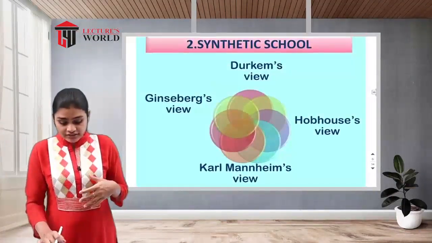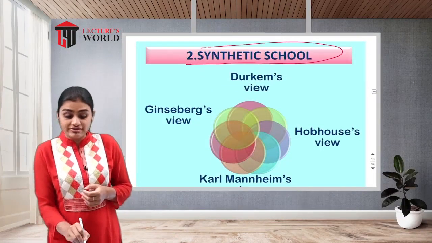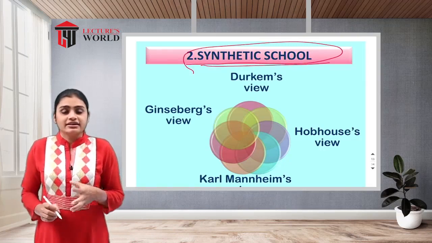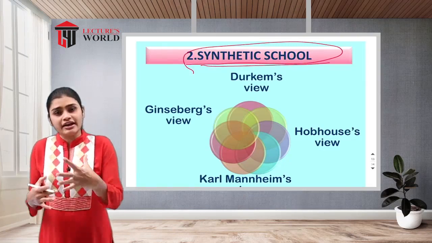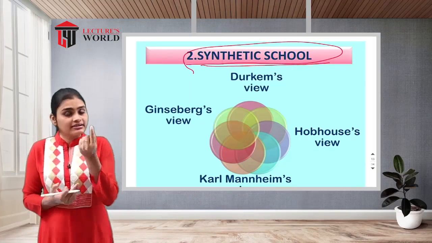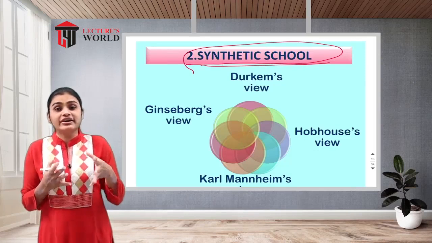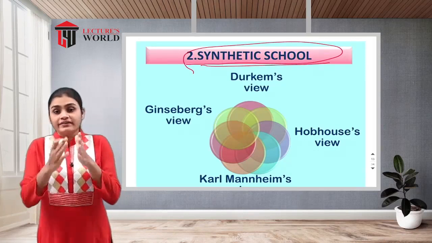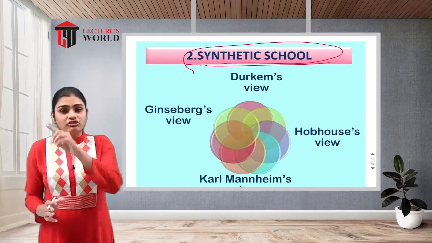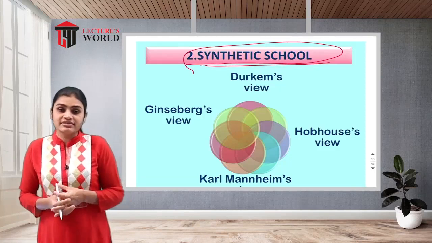So that is another thing. Another school we have, or another group of sociologists we have, is the synthetic school. Synthetic means they have studied the society as a whole, not a specific part of that society. They didn't study the specific part, but they included the society as a whole. They haven't divided it into small things. They look at the whole situation, or the whole scenario, of the society. So that's why it is called the synthetic school.